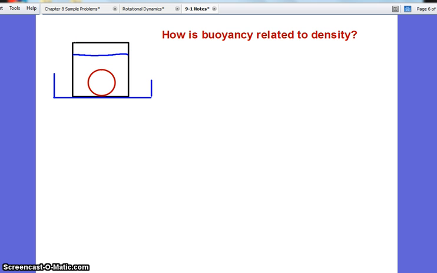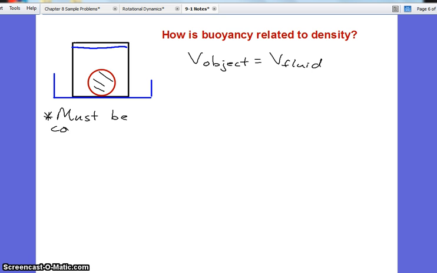It could be any fluid. That'll make the water rise, so make the water level increase. And what we know is that the volume of the object is equal to the volume of the fluid displaced if the object is completely submerged in that fluid. So in this derivation, we must be completely submerged.